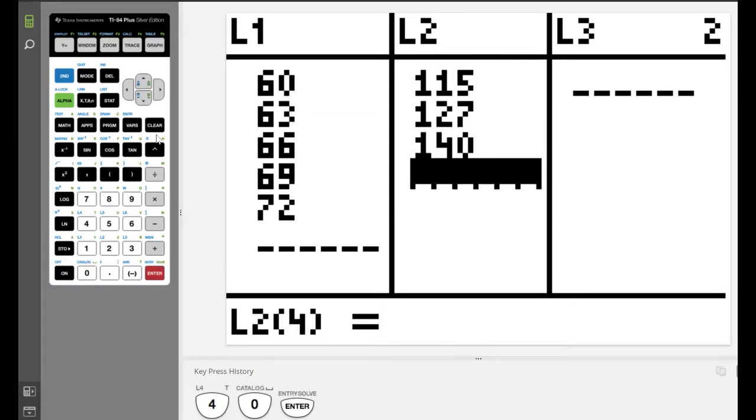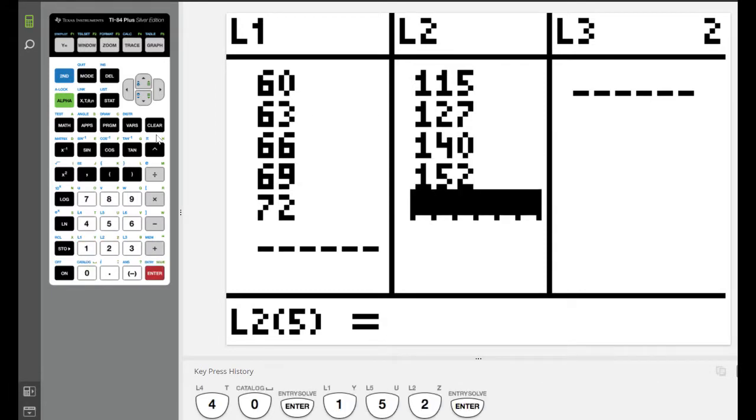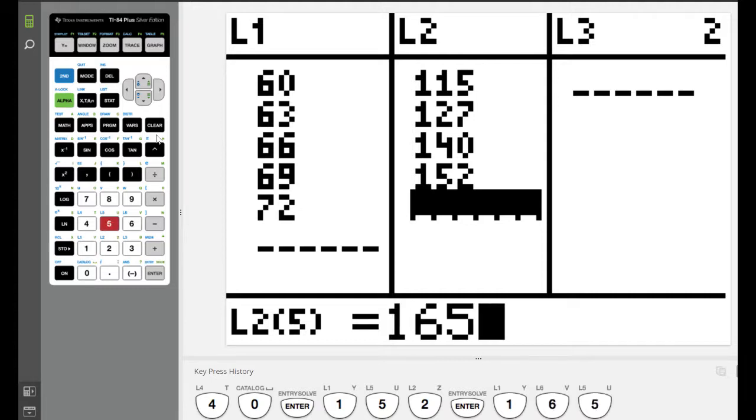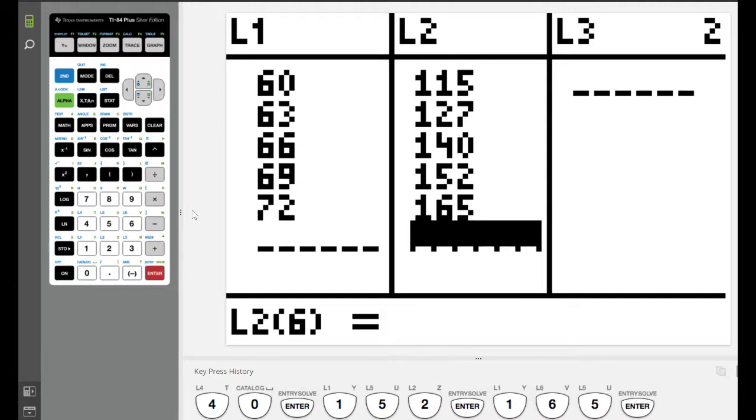140, 152, and 165. Okay. Now, how do we calculate the correlation? This is what we do.